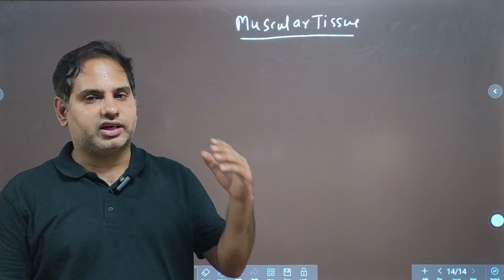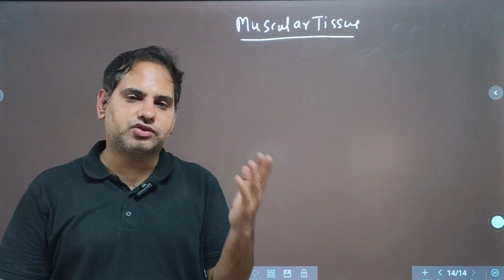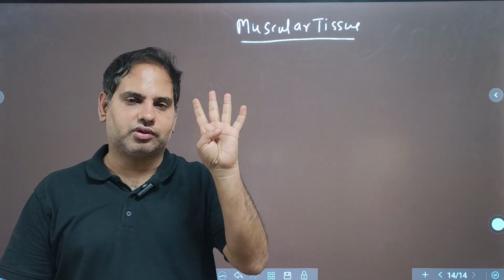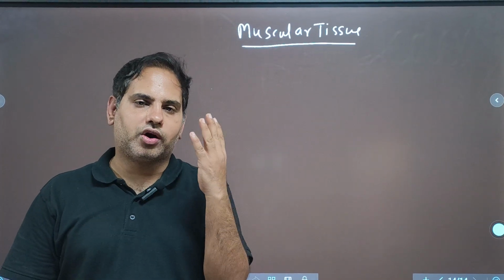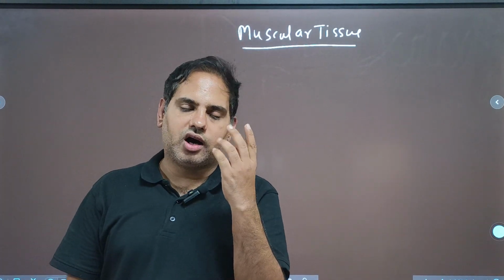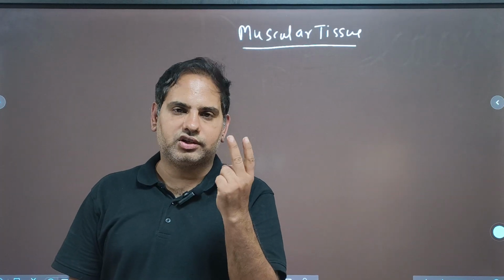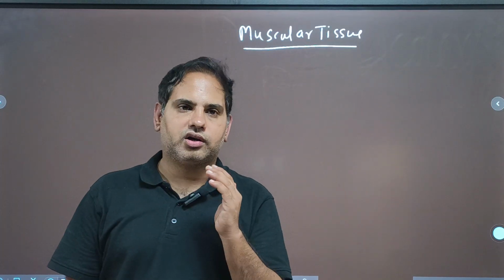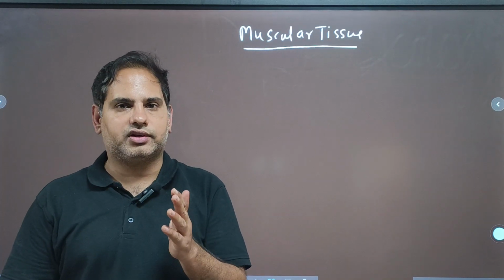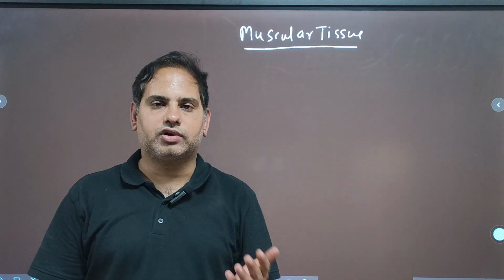So I told you there are epithelial tissue, connective tissues, muscular tissues and nervous tissue, four types. So what is tissue? Tissue is a group of cells, right? The human body is made up of four tissues: epithelial tissues, connective tissues, muscular tissues and nervous tissues. In an earlier video we have already covered epithelial tissues and connective tissues. Now we are going to discuss muscular tissues.